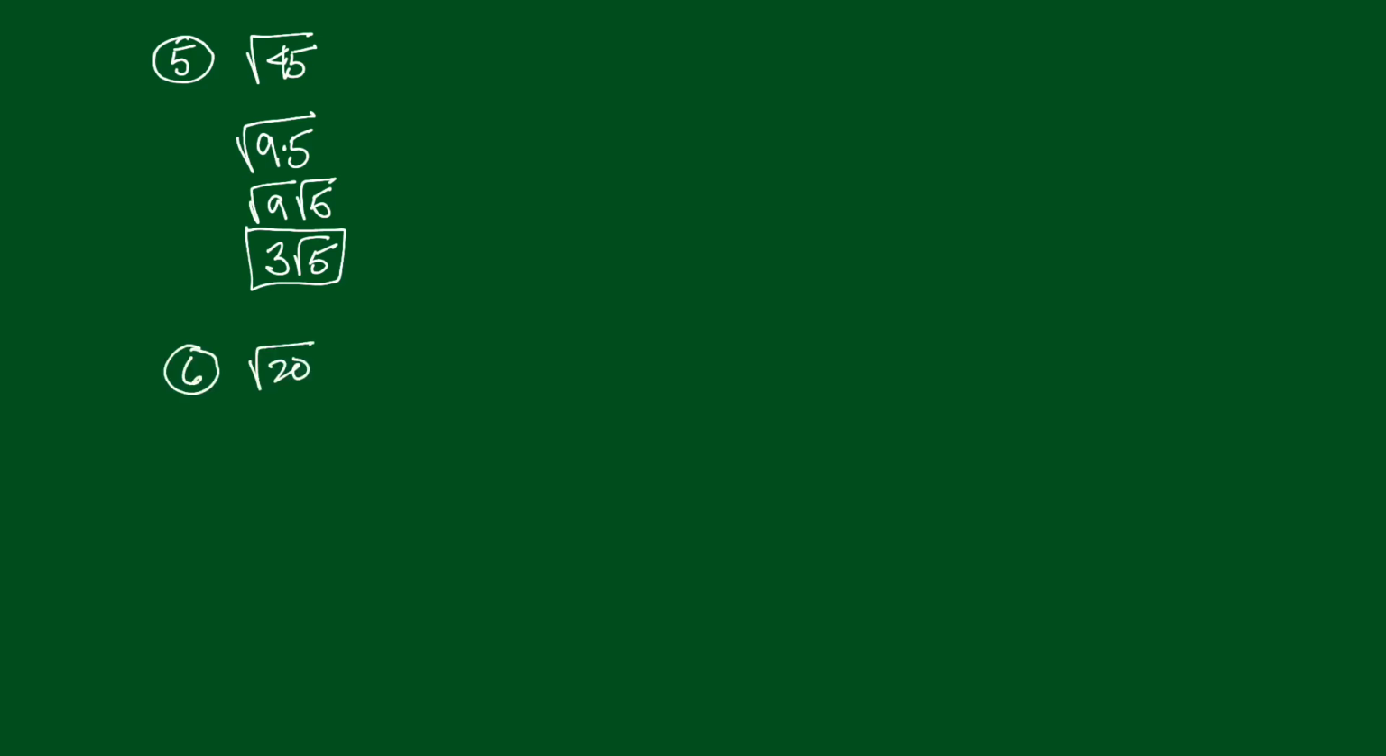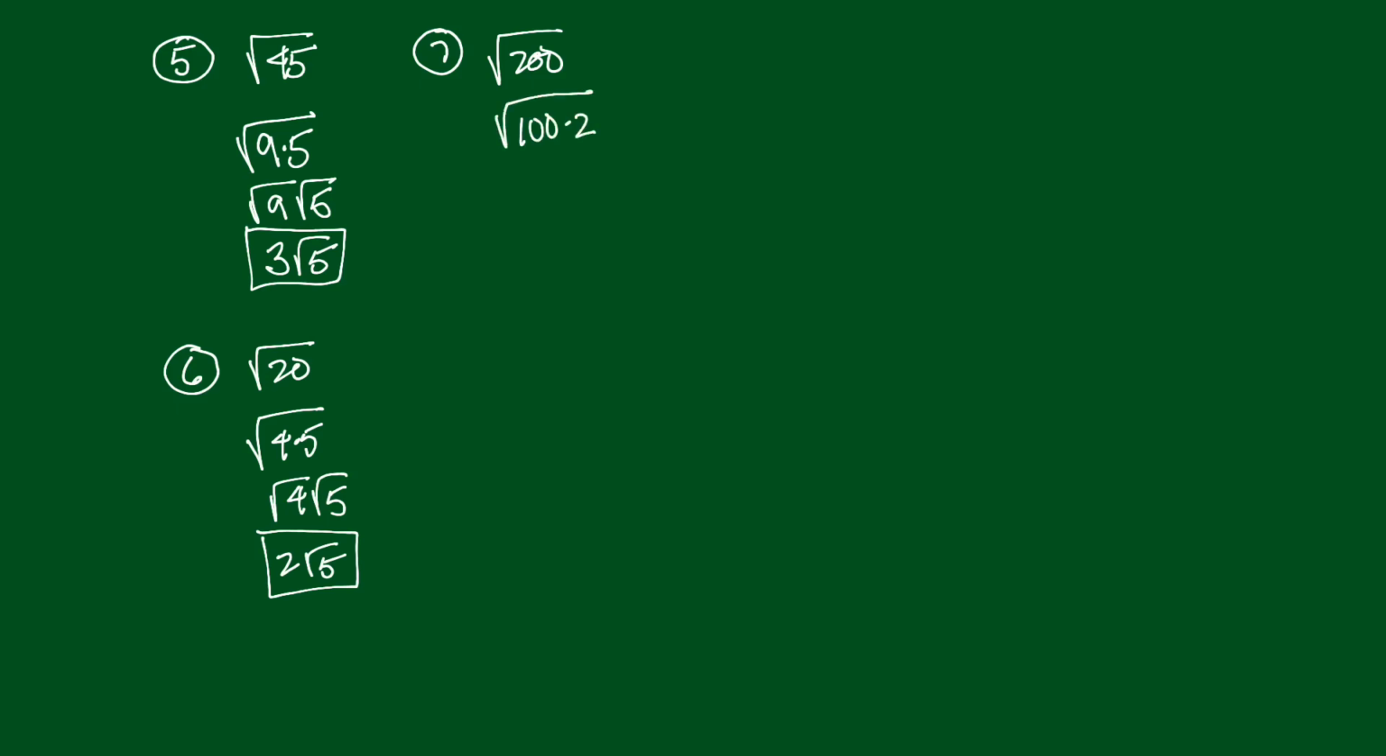Square root of 20. Can you think of any perfect squares that go into 20? Well, how about perfect squares that you know? 4, 9, 16. Well, 4 goes into 20. So how about this? I can write it as 4 times 5. Square root of 4, square root of 5. Square root of 4 is 2. So 2 square roots of 5. Square root of 200. Well, I know 100 goes into 200 twice, and the square root of 100 is 10. So I'm going to write this as 100 times 2, square root of 100, square root of 2. This will be 10 square roots of 2.